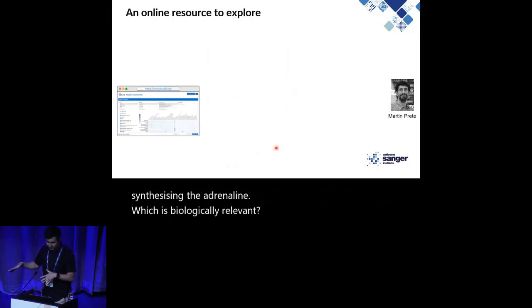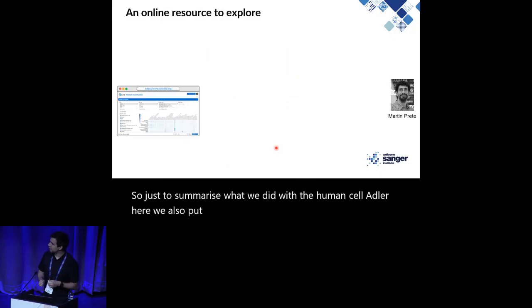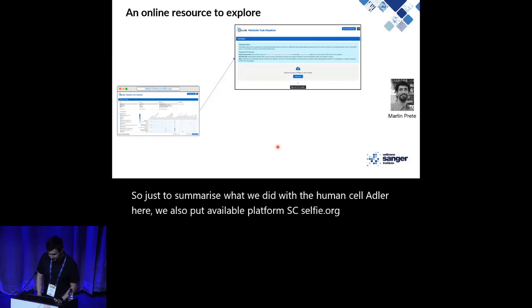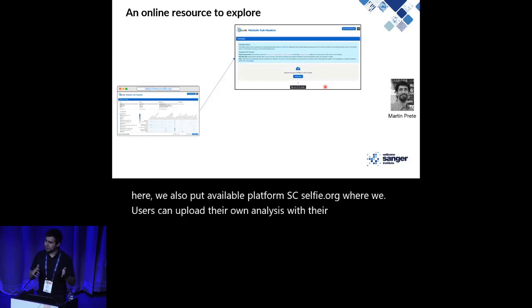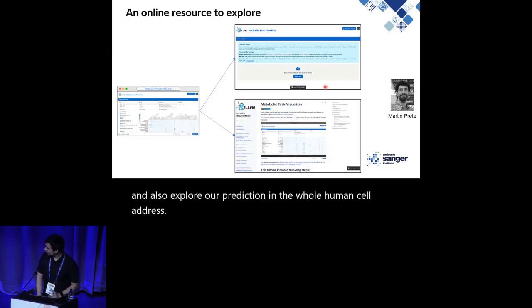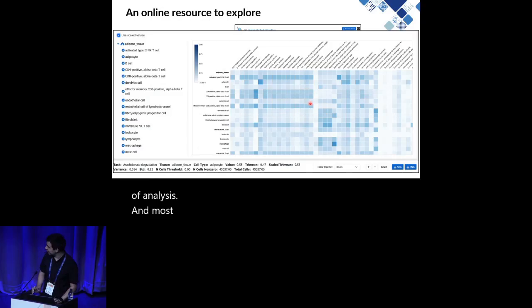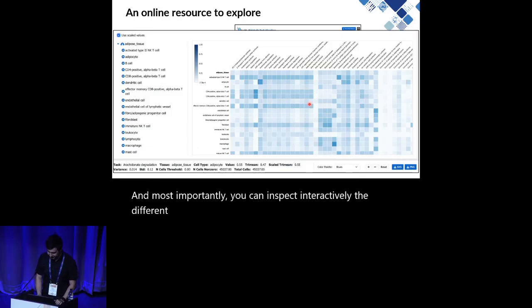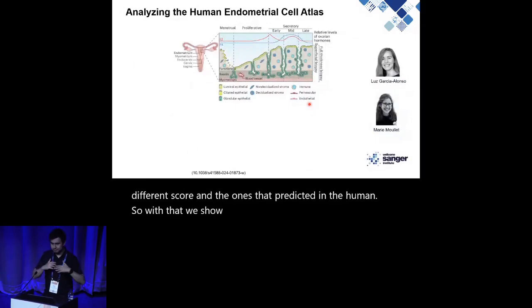So just to summarize what we did with the Human Cell Atlas, we also made available a platform, sysselfie.org, where users can upload their own analysis with their own dataset and also explore our predictions in the whole Human Cell Atlas. Also, there are some tutorials available to perform different sets of analysis. And most importantly, you can interactively inspect the different scores and the ones we predicted in the Human Cell Atlas. So with that, we show that it's scalable. We can explore large datasets.